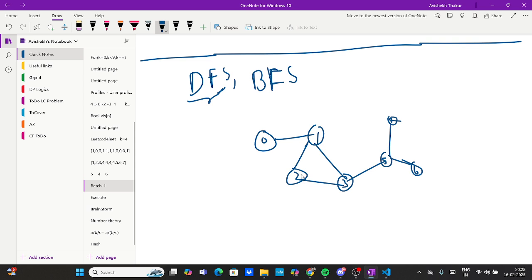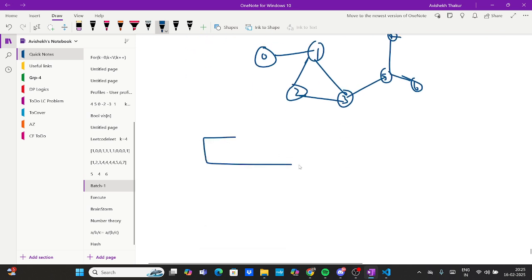In a tree, since there is no cycle, we just maintain the parent and we are done. But in a graph we will maintain something called a visited array. Now what is a visited array? The visited array will denote whether you have visited this node or not.